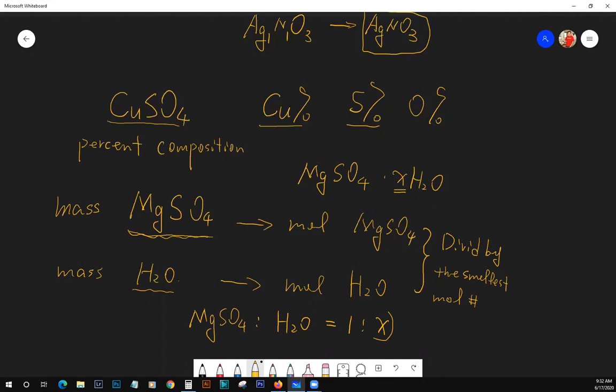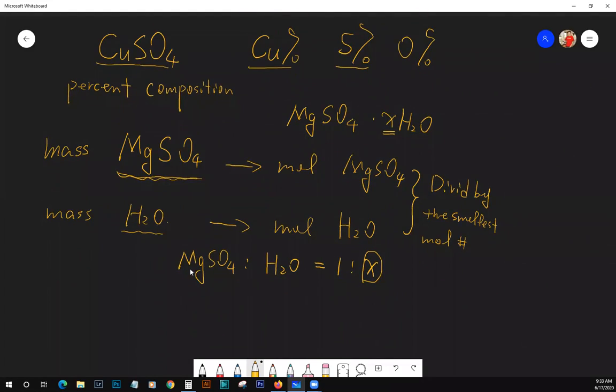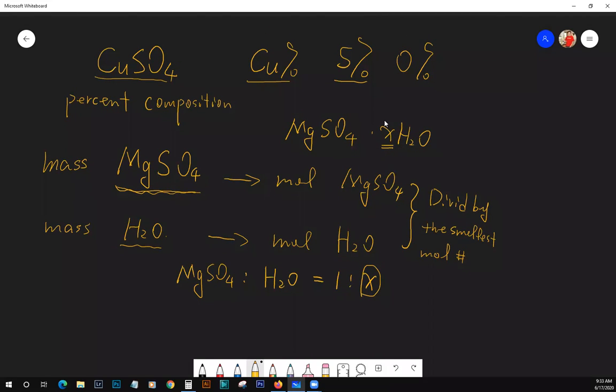Now you will figure out what the X is here. Of course, this is based on your experiment data. It's not based on the formula. The mass of the magnesium sulfate and the mass of the water are from your experiment, and then you figure out the mole of this and the mole of this. You divide by the smallest number, and you can figure out the ratio between the magnesium sulfate and the water, which is 1 over X. So X is what you need. Generally, you want to figure out how many water molecules are in your hydrate, in the Epsom salt.